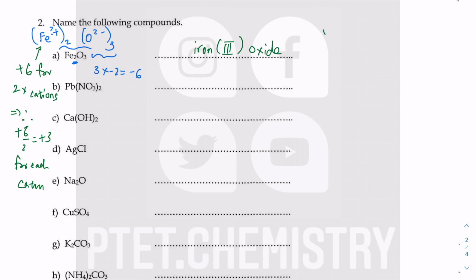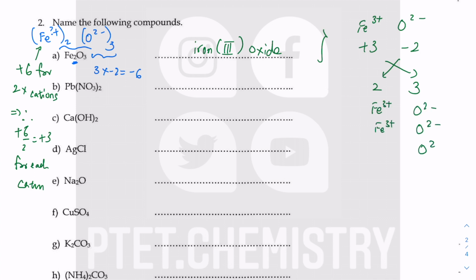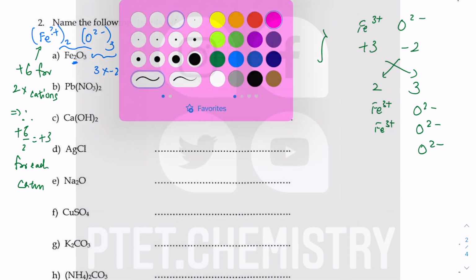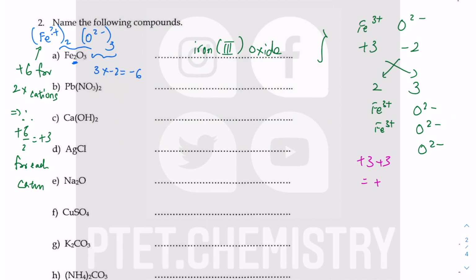You can also go forward, just like the previous exercise. Iron 3+, O2-, +3, -2. So you can do the crisscross. You just bring down the numerical value from the charges, but they swap positions. So what does this mean? This means you need 2 of the iron 3+, and you need 3 of the O2-. +3 and +3 give you +6. -2, -2, -2 give you -6. Overall, you get +6 plus -6 equal to 0.